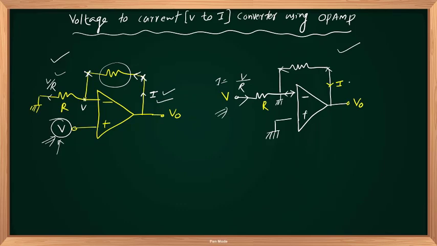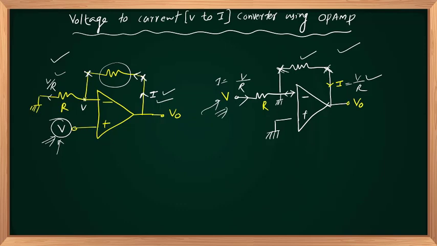That current is actually independent of the resistance connected here in between inverting node and output node of the op-amp. So this circuit is also converting the applied input voltage into a current. In the second case, op-amp sinks the current I, V upon R, whereas in the first case, op-amp supplies the current I that's equal to V upon R.